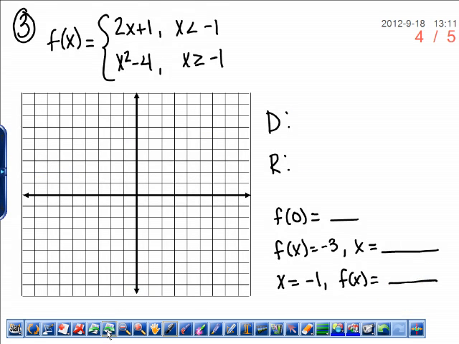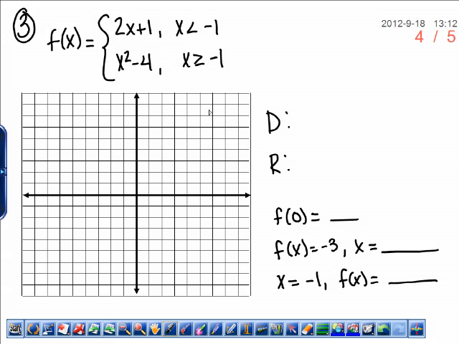Okay? All right. So let's kind of push beyond the world of horizontal lines, and let's graph a more challenging function. So go ahead and copy this down. Okay, so we have f of x equals 2x plus 1 for x values less than negative 1, and f of x equals x squared minus 4 for x values greater than or equal to negative 1.